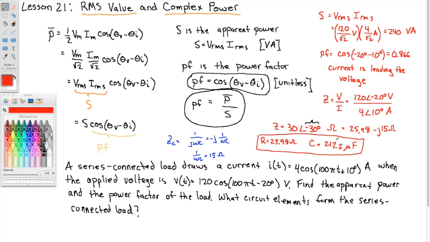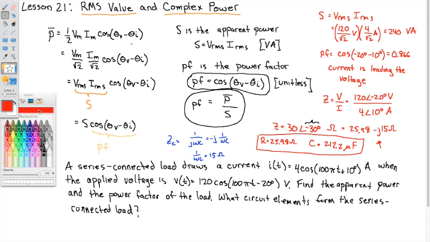And again, the voltage across a capacitor, we saw this a couple videos ago, lags. The voltage lags the current. So that's what we saw here in our power factor. The voltage is lagging, the current is leading. Of course, we know that's from a capacitor because a capacitor has a negative imaginary part, right? The voltage lags in a capacitor.